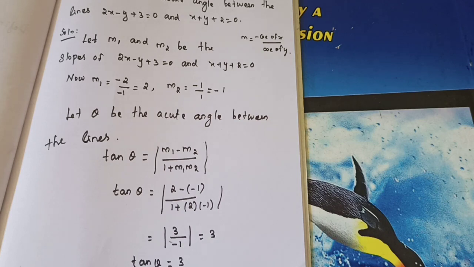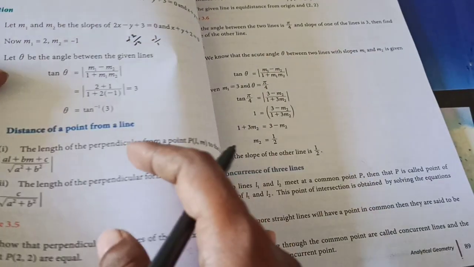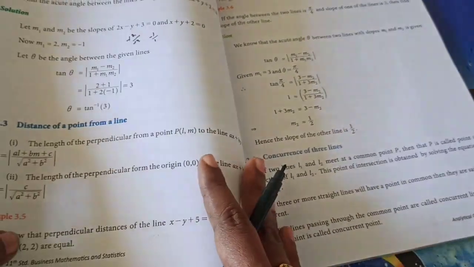Next we are going to learn two more formulas. All of you take down your books. Distance of a point from a line. I will teach in your book. I think the page number is somewhat different.